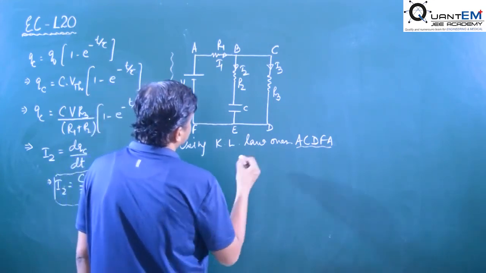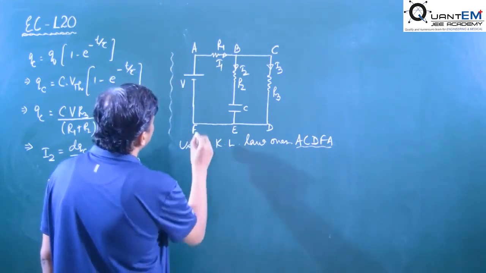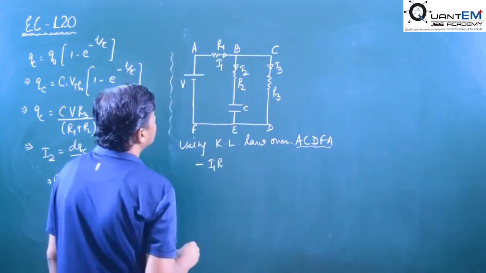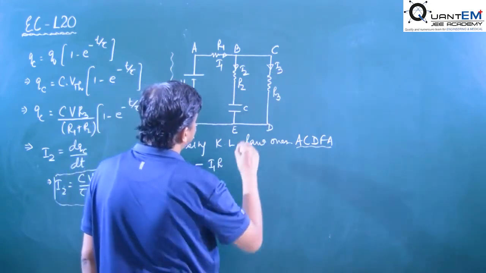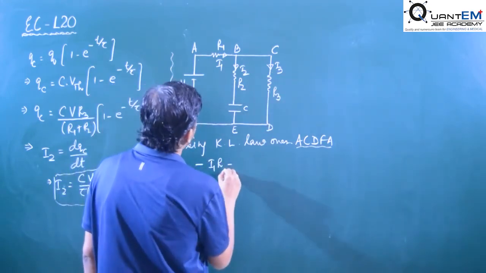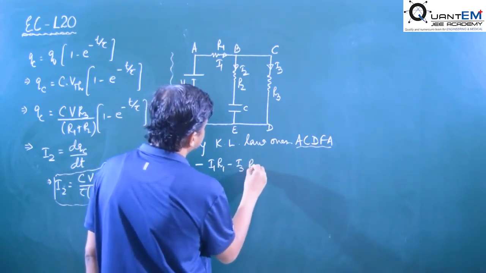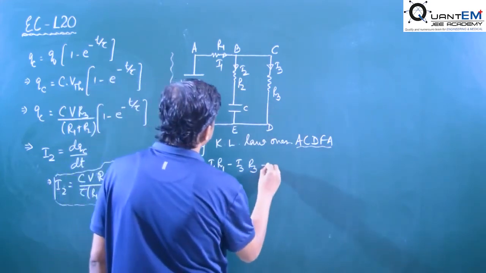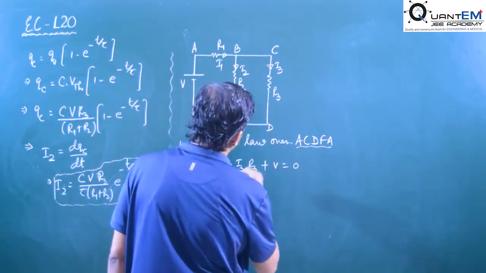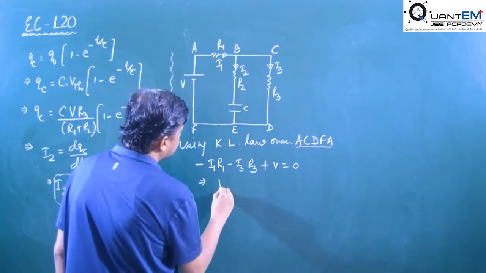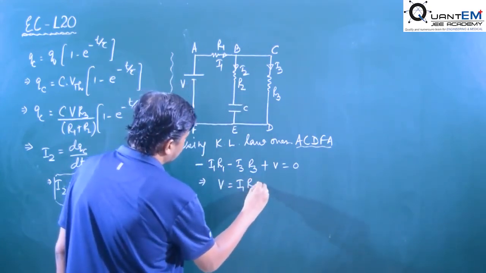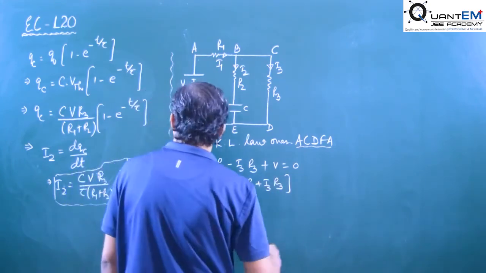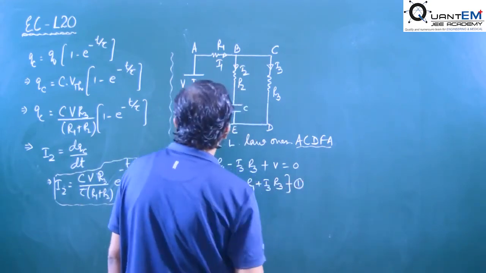Okay, then we have what? Current and loop are in the same direction, that is minus I1 R1. Here also current and loop are in the same direction, that is minus I3 R3 we have. Now negative to positive terminal plus V is equal to 0. So we get the result V is equal to I1 R1 plus I3 R3. Okay, suppose it is equation 1.